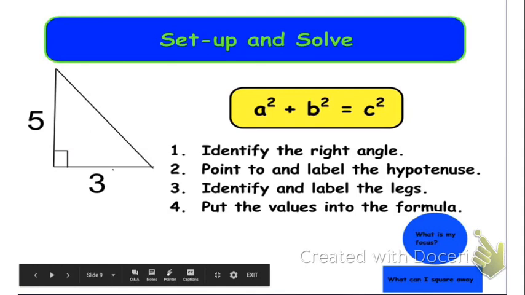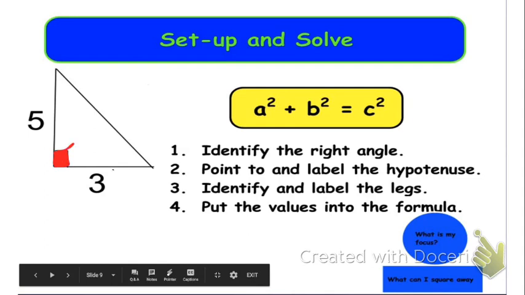Okay, if you need to stop the video so that you can write these down, go ahead and stop it. And then you can resume when you have written all 4 steps down. Okay, so what I'm going to do is go through these steps. I'm going to label my right triangle, and then I'm going to put everything into the formula. So the first thing I have to do is identify my right angle. To identify my right angle, I'm just going to color it in. You can color it in with your pencil. It'll be fine. So I'm identifying my right angle.